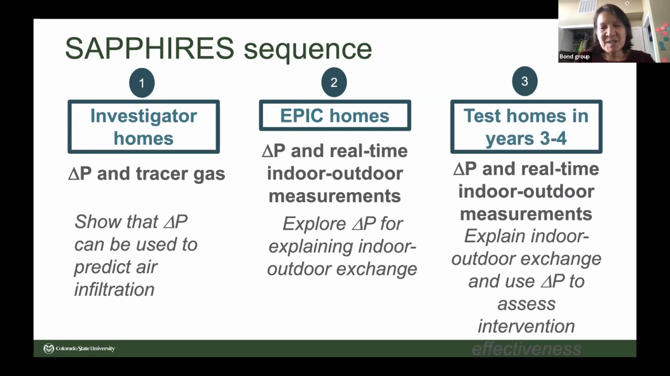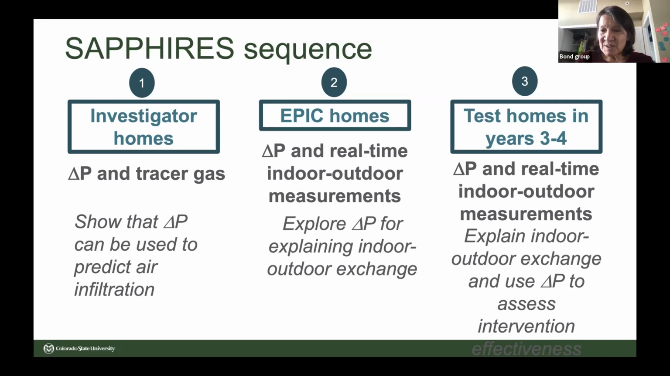And then shooting for our test homes in year 3 and 4, we're going to go into people's homes. We have to be ready. There's not going to be any playing around like, oh, we didn't do this quite right, so please let us stay another 3 weeks. So we have to be ready to go. And with that basis, we'll use Delta P in real-time indoor-outdoor measurements. And we'll use those to explain indoor-outdoor exchange, but also we're going to be doing some changes or interventions to the homes. And then we'll use this method to help explain why it's working or not working.